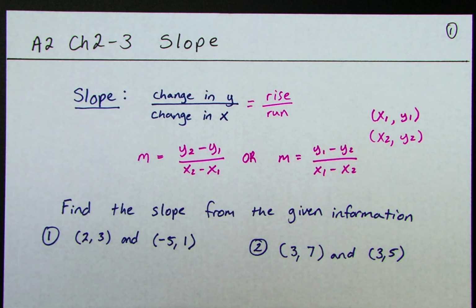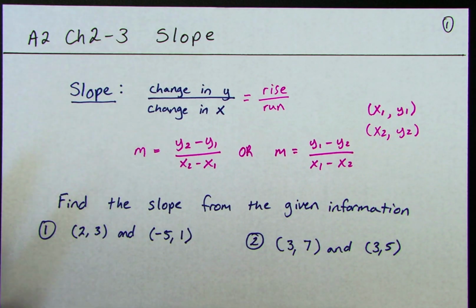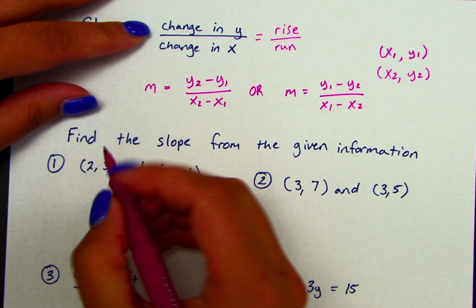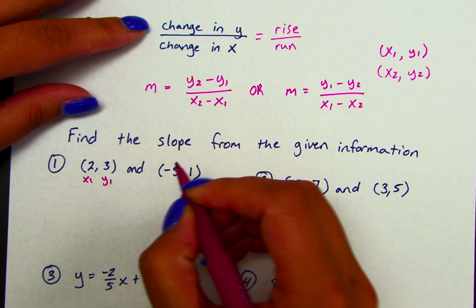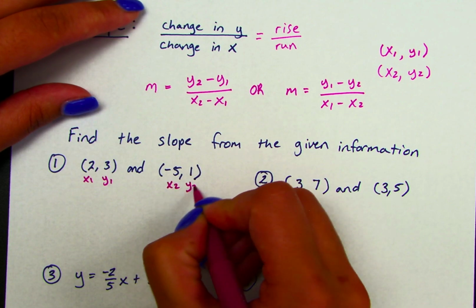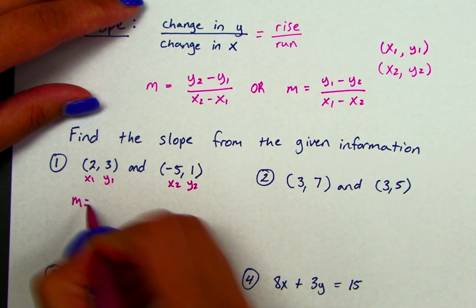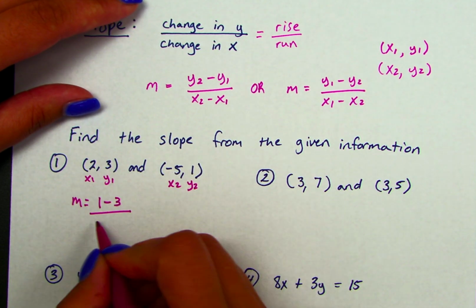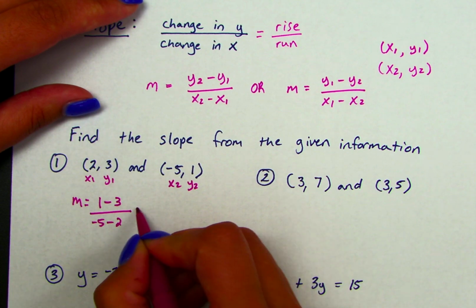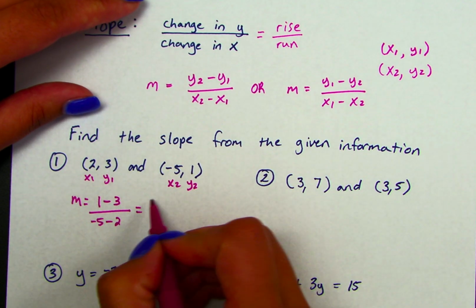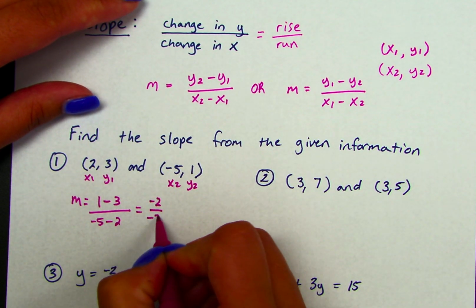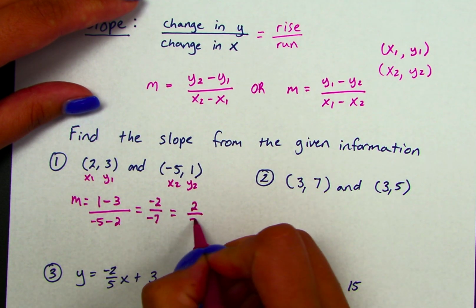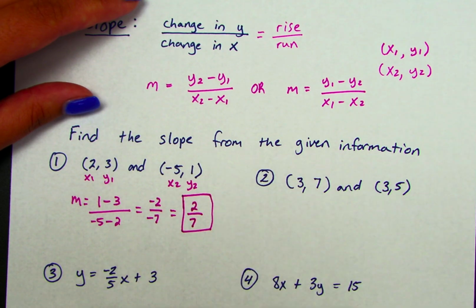Okay, so we're just going to practice finding slope from different situations. Anytime we are given 2 points, this is the x1, y1, and then x2, y2. So my slope is going to be 1 minus 3 over negative 5 minus 2. And then we just simplify. So that will be negative 2 over negative 7. And then two negatives cancel each other out. So 2 over 7 would be my final answer for the slope.